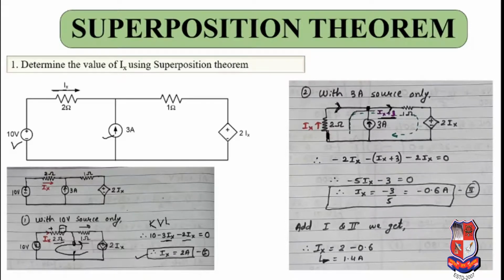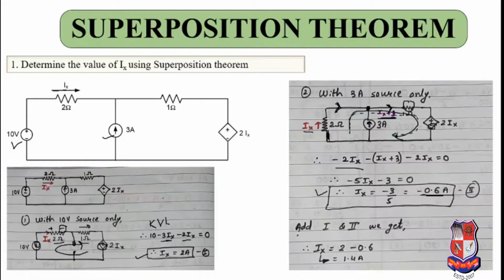Now simply you have to apply KVL. When you apply KVL, it will be minus 2 times Ix, a drop. Over here the same Ix current will not flow because 3 amperes is added up, so Ix plus 3. So minus Ix plus 3 into 1, and over here this is a voltage source, so you will have minus 2Ix, the current dependent voltage source. From this you will get Ix equals minus 0.6.